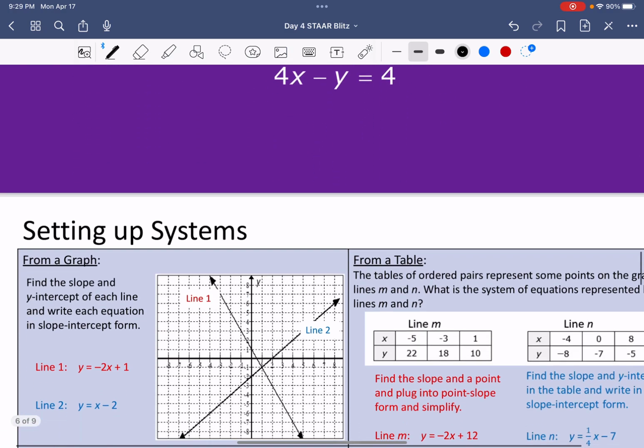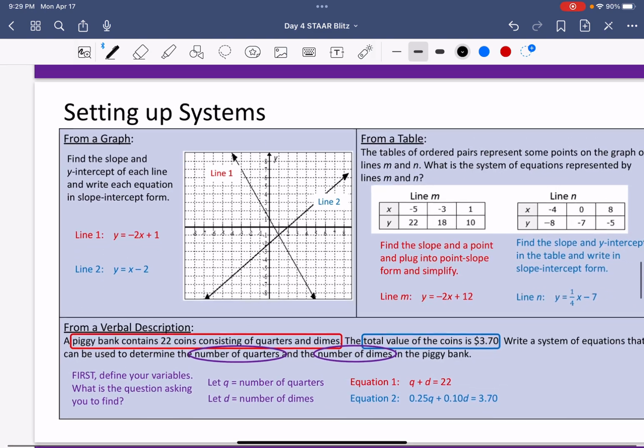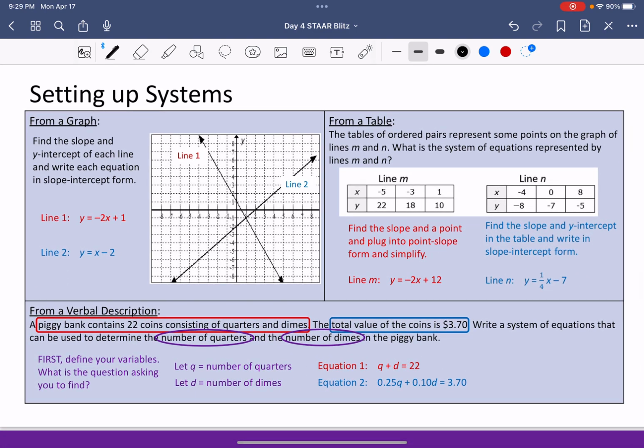All right, so setting up a system. From graphing, if it gives you a graph, or it wants you to graph the lines, make sure you're in y equals when you go to graph these lines. From a table, you can use menu 413, our table trick. So you get the equation for line M, get the equation for line N, and then if it wants you to find the solution, you can do menu 3, 2.